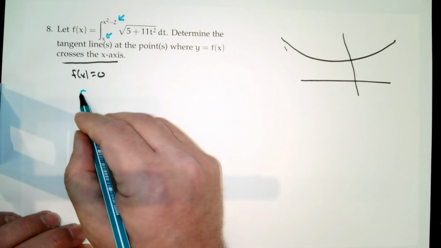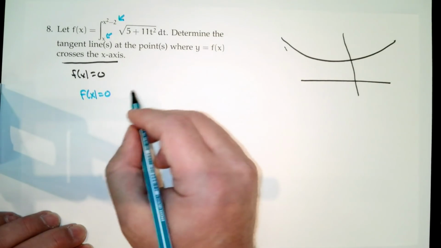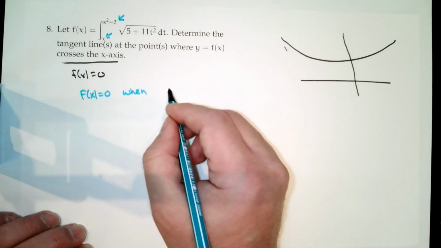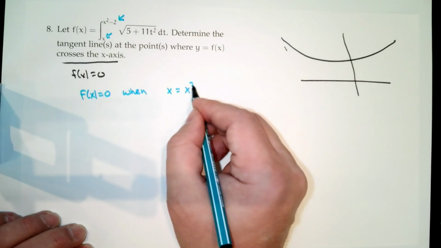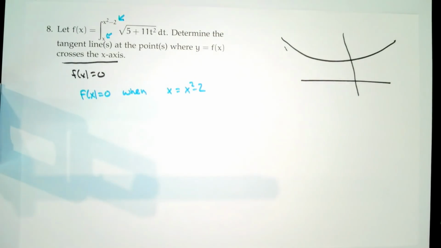So f of x equals 0 when x is equal to x squared minus 2, because in those two places, I'm integrating from a value to the same value. And that's the only time it'll ever equal 0.